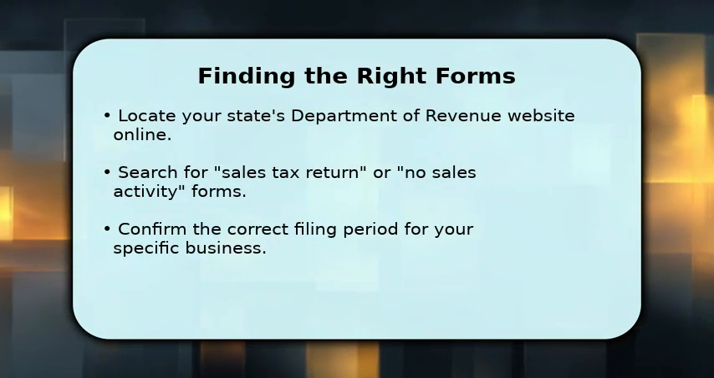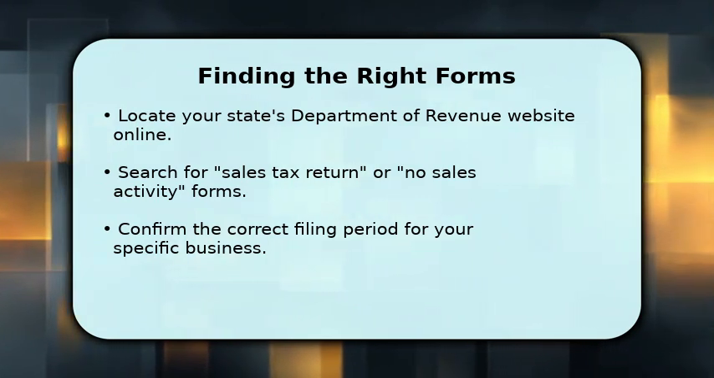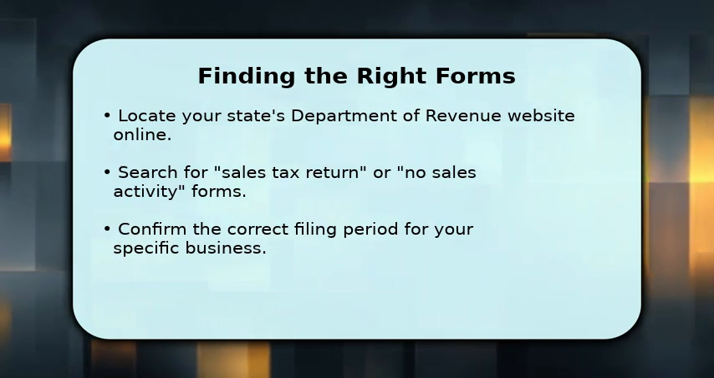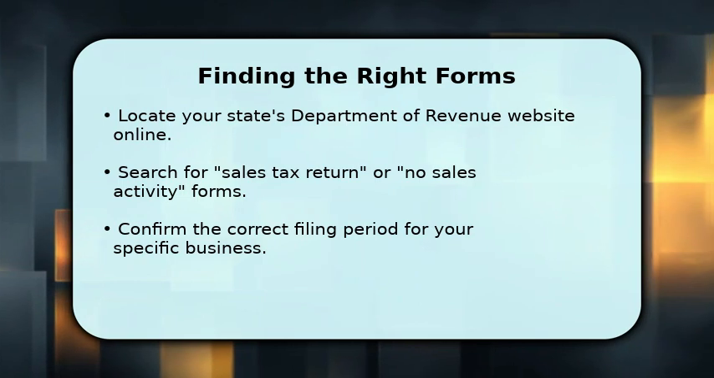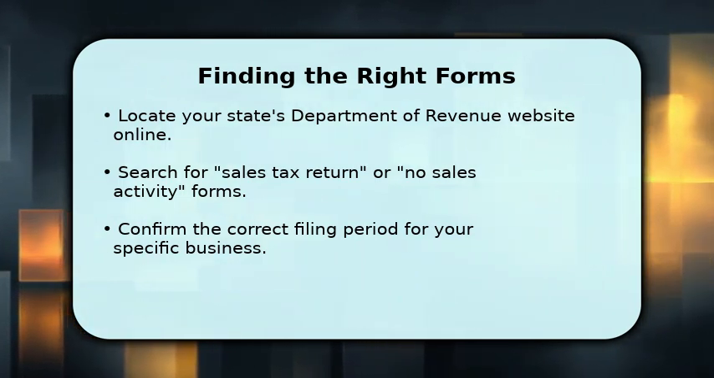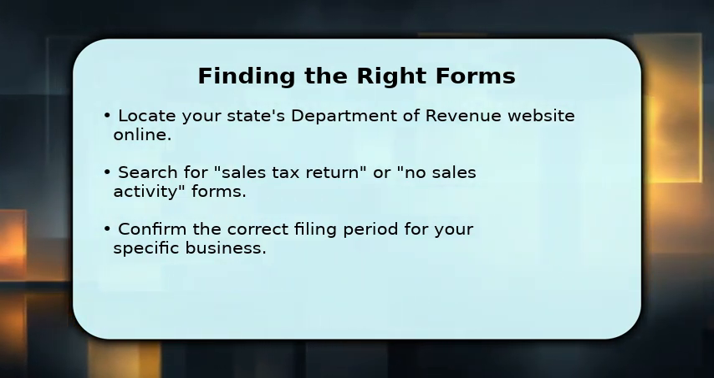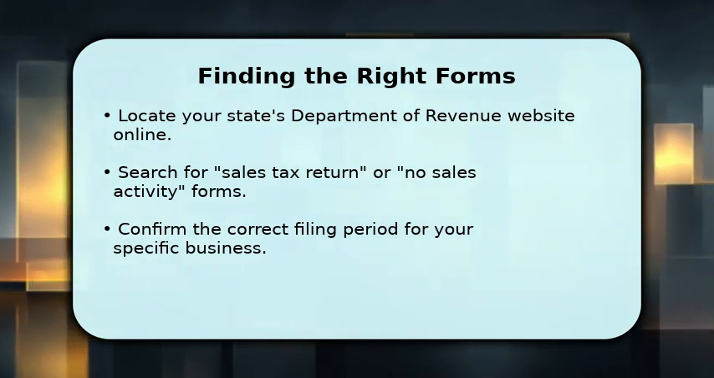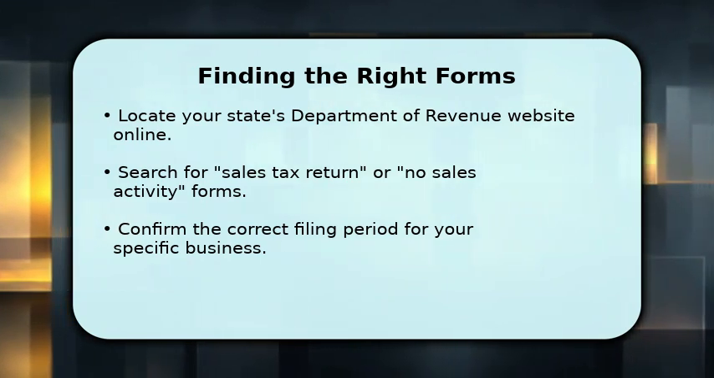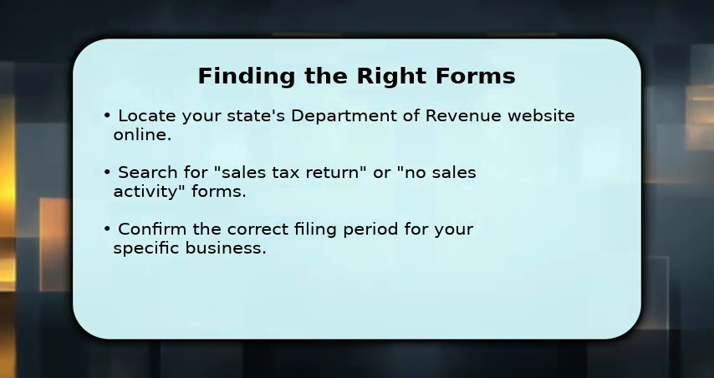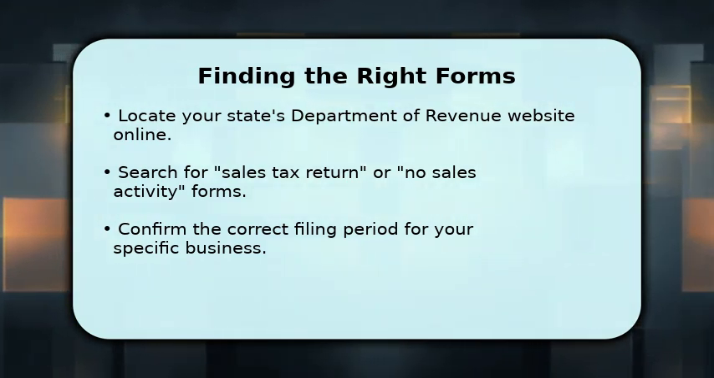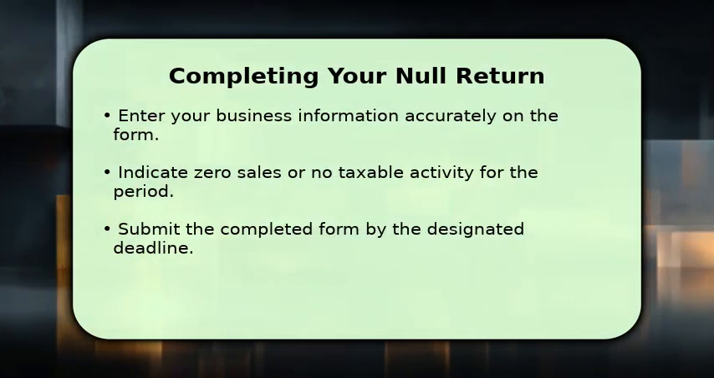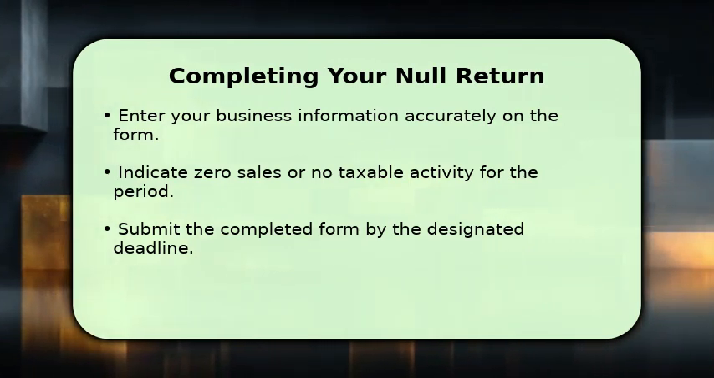Now, let's find those forms. Head to your state's Department of Revenue or equivalent tax authority website. Look for the section on sales and use tax, and specifically search for forms related to filing a return with no sales activity. It might be labeled as a zero return or null return. Double-check that you're selecting the correct form for your specific filing period, whether it's monthly, quarterly, or annually, to avoid any errors. With the correct form in hand, accurately enter your business name, address, and sales tax identification number.